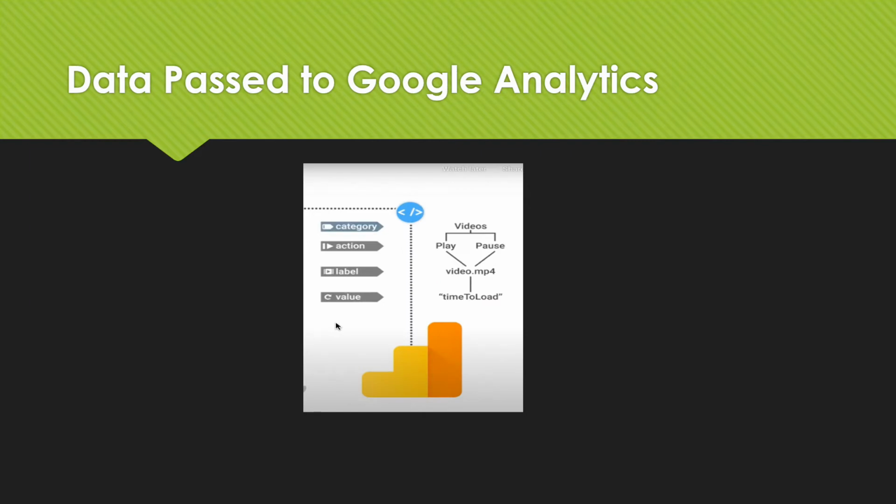So the data is passed to Google Analytics, and we have data on the category, the action, the label, and the value. So a category might be a video, an action might be playing the video or pausing the video, and the label might be that the video is an MP4, and if you want to attach a value to it, perhaps the amount of time on the video. Value, though, is often used for more profit-oriented endeavors.